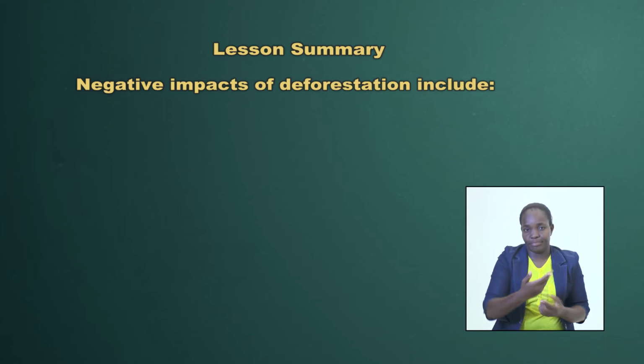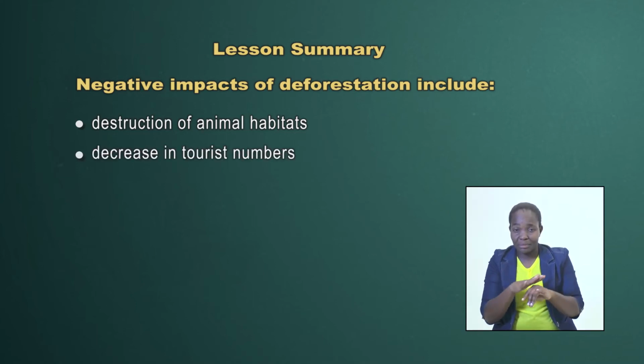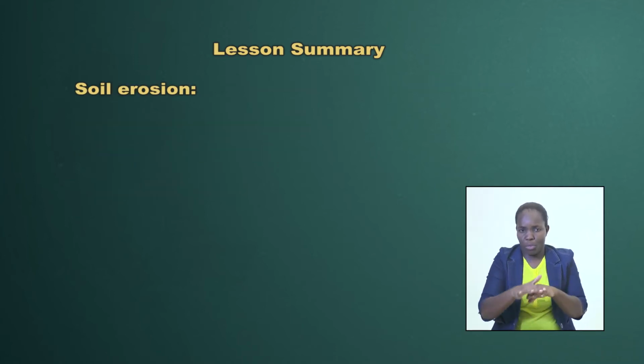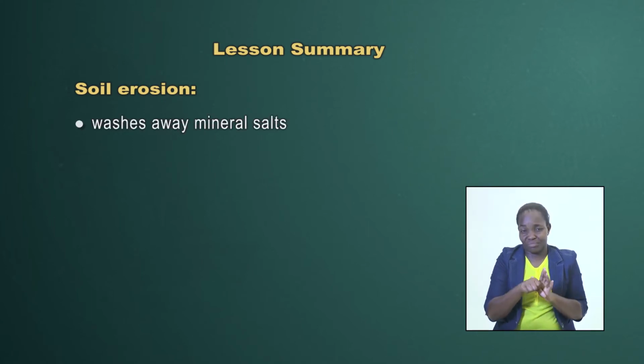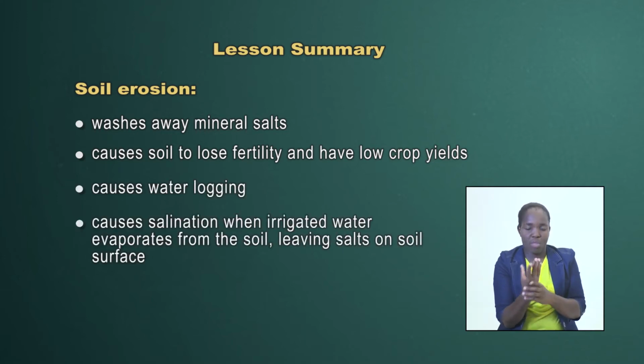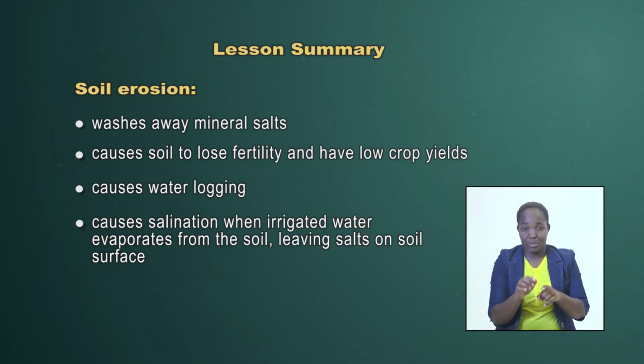Deforestation has a number of negative impacts on the land, including that it deprives wild animals of their natural habitat, causes a loss of income from tourists, and results in soil erosion. Soil erosion also has major negative impacts on the land, including that it causes mineral salts to wash away, the soil to lose fertility, and low crop yields. When irrigated water evaporates from the soil, it leaves salts on the soil surface, thereby making the soil salty.